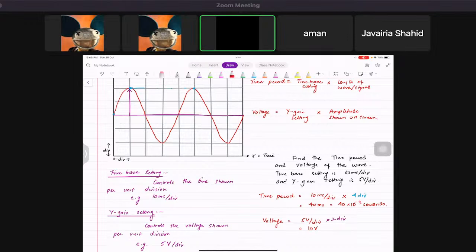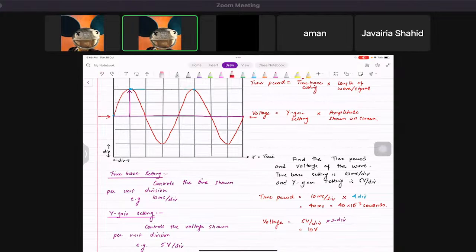Sir, can you repeat the voltage one? Yes. Aisha, we take amplitude from the mean line, right? So if we half the wave, we have to half it from here, because then there are 2 divisions up, 2 divisions down, you see? So this would be the amplitude. There are 2 divisions in amplitude. That's why I put 2 there, and Y gain setting, which is given as 5 volts. All right? Yes.